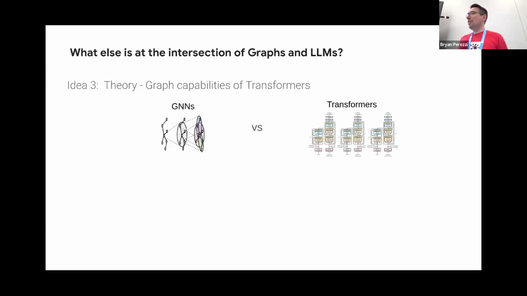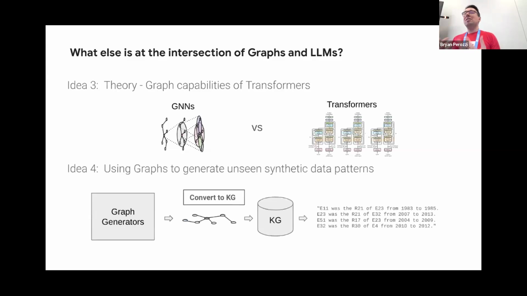One idea is basically a theory result on the graph capabilities of transformer models. So where are GNNs the right thing to use? And where are transformers, either just a raw transformer or a large language model trained transformer, the right thing to use? And then the other idea is how can we use graphs to actually generate data for evaluation and training of transformers to make them better at tasks. And the intuition here is that maybe I'll get to that in the next slide, because there's 1 or 2 slides on it.